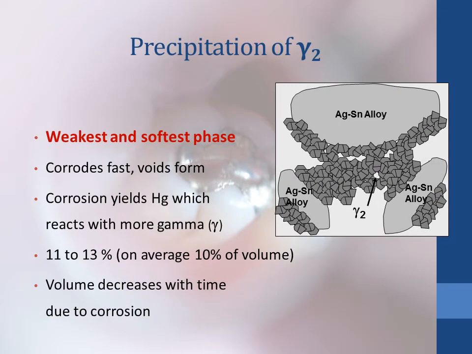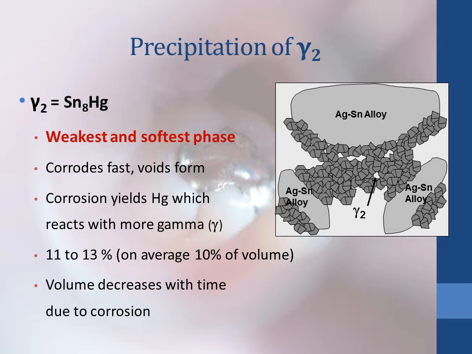So the next phase to precipitate out is the gamma 2 phase, also known as the weakest and softest phase. The gamma 2 is basically tin mercury, or Sn8Hg. It corrodes the fastest, so voids are formed, and corrosion basically forms mercury, which reacts again with more gamma, making gamma 2. But luckily, it just makes up 11 to 13% of the volume or the bulk of the alloy, and this decreases with time due to corrosion.